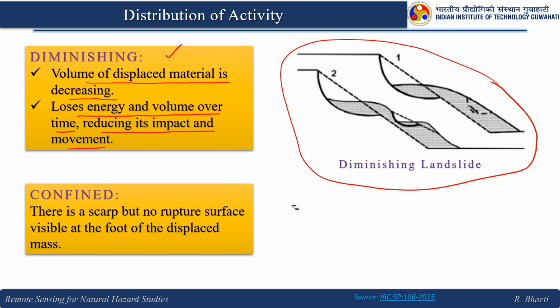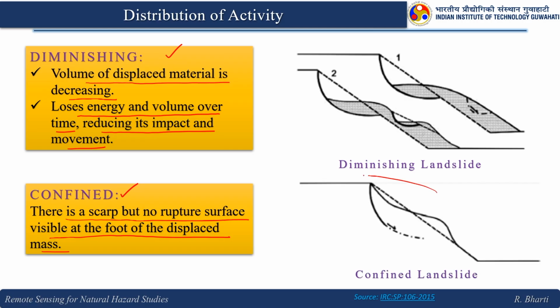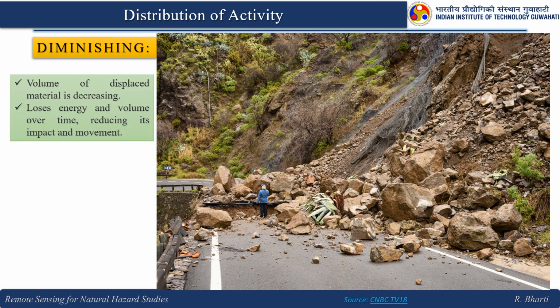And then comes the confined. So, there is a scar, but no rupture surface visible at the foot of the displaced mass. So, here in the confined, you will not be able to see the foot of the landslide, right. So, that is represented here in the confined landslide. I have photographs that will help you to understand this diminishing.